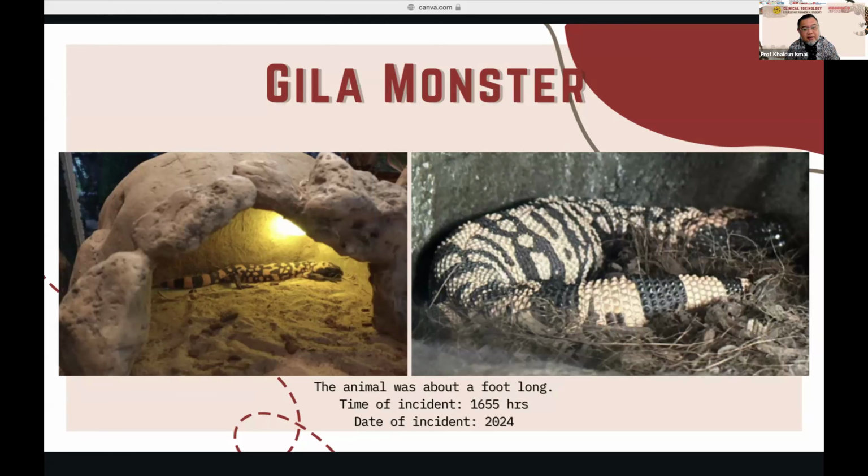Question is, does the Gila monster have a fang like a cobra, or what type of fangs do they have? So are we going to look for puncture wounds or fang marks, or what kind of injury are we looking at? Do we have a picture of the wound?